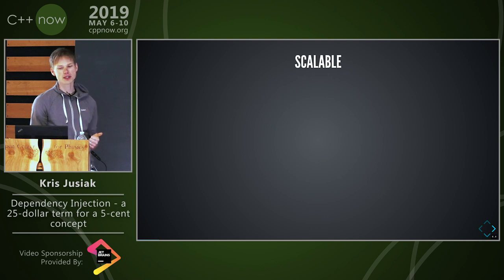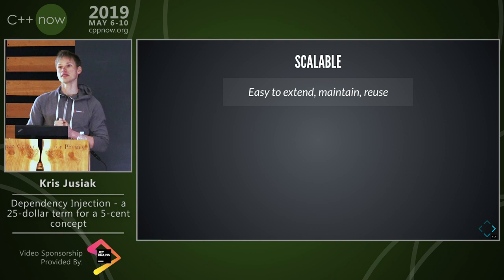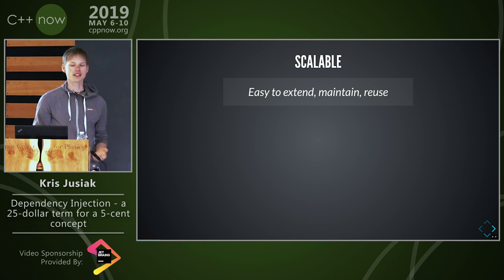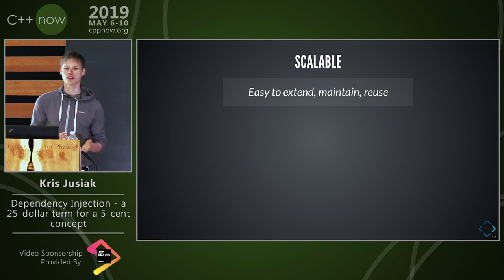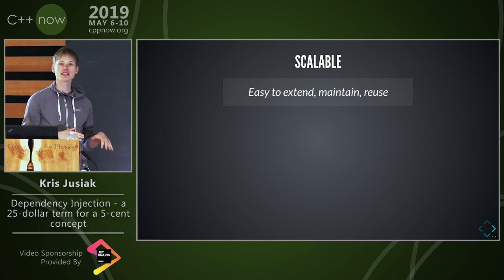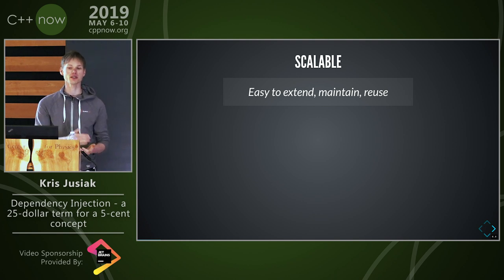Also, we will talk about it being scalable, so easy to extend, maintain, and reuse. Therefore, we'll talk about DI, because that's one reason we would use it. And we'll talk here about large-scale development, which is kind of Google scale, where it's hundreds of millions of lines of code.